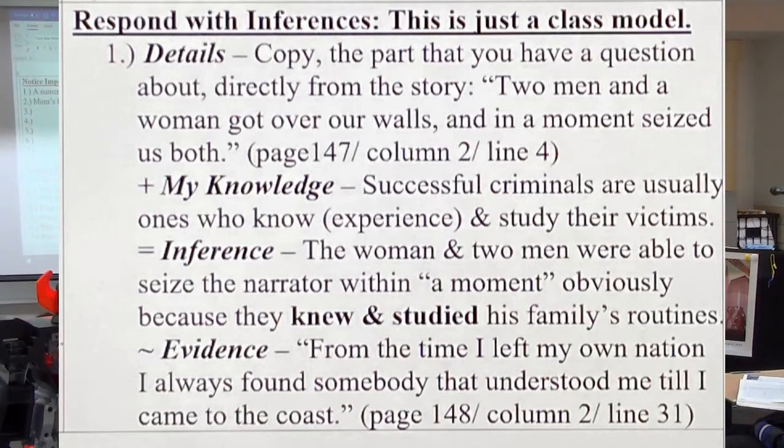Okay, because this is the part that would have brought about the question in the first place. 2 men and a woman got over our walls and in a moment seized us both. This is on page 147. The second column is line number 4.